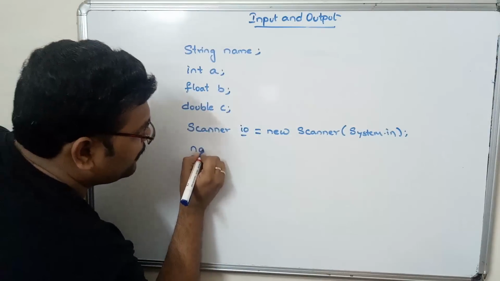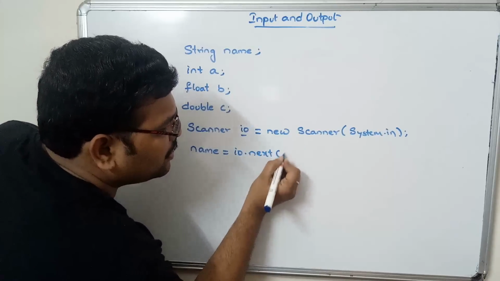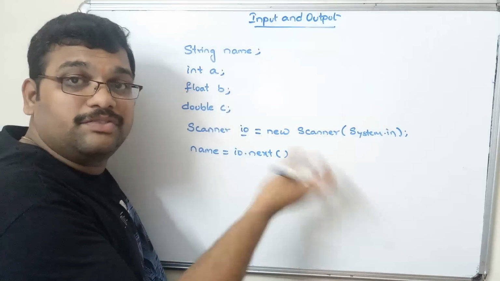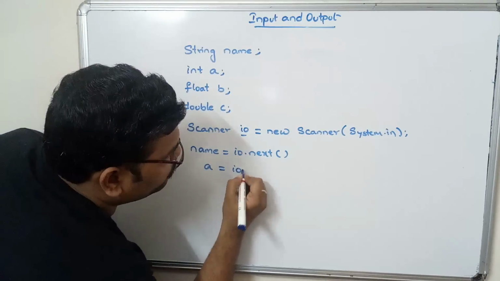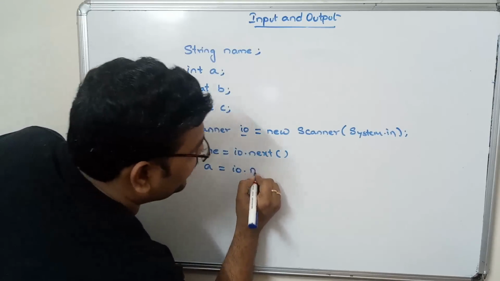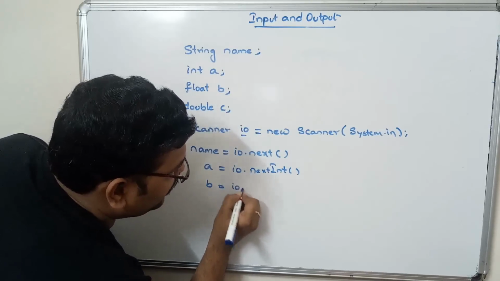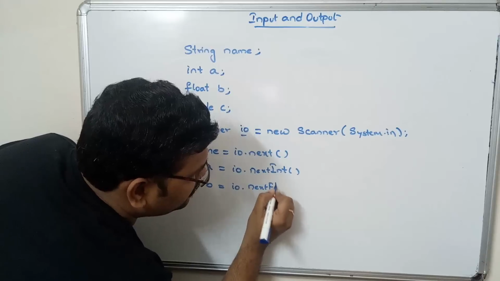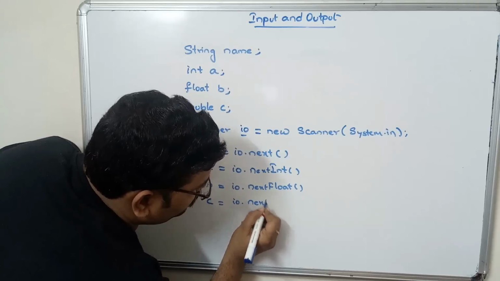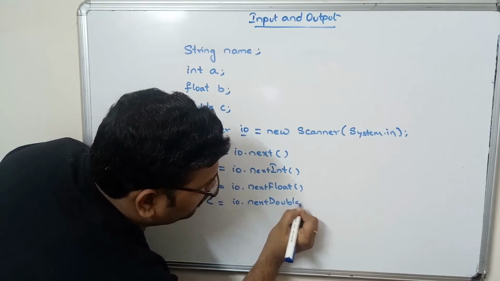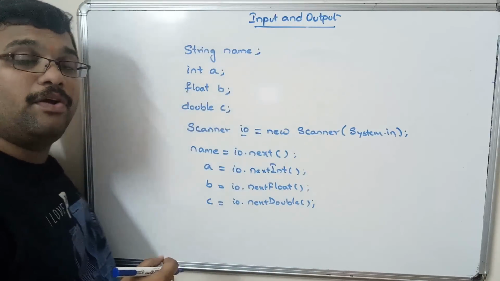So name is equal to IO.next. This will read the input. Next, a is equal to IO.nextInt, b is equal to IO.nextFloat, c is equal to IO.nextDouble.